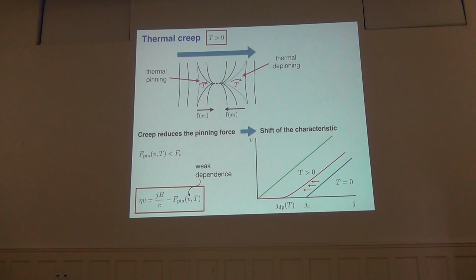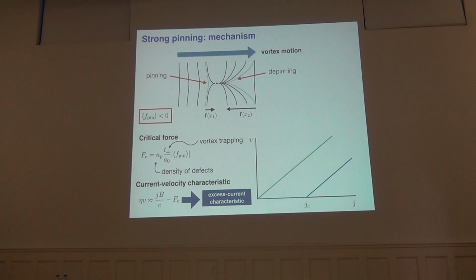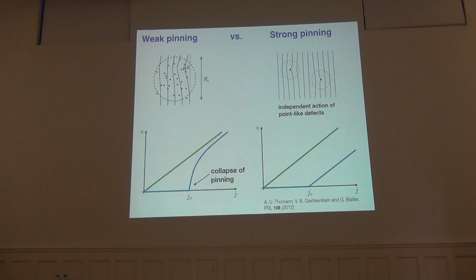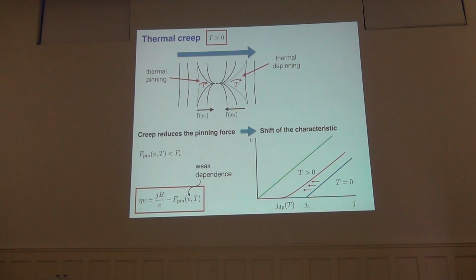So what happens is that we get trapped to the defect earlier than before, and we also depin earlier than before. So let me compare it once again with the previous picture. So here we are trapped here and we detrapped here, and now it changes. So you see that when you integrate this force, there will still be some finite force opposing the vortex motion, but it will be smaller in magnitude. So creep reduces the pinning force.